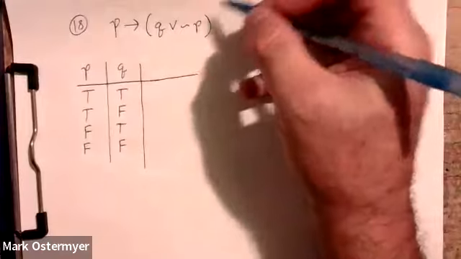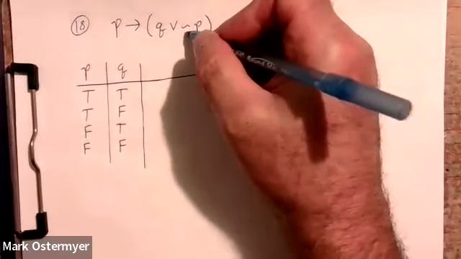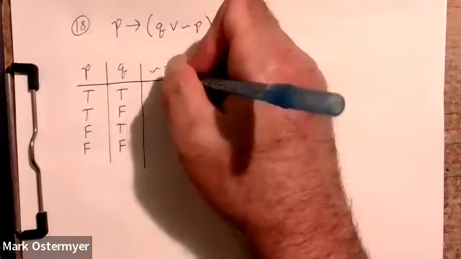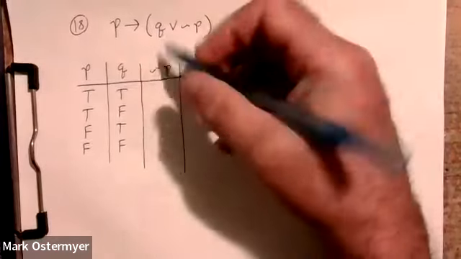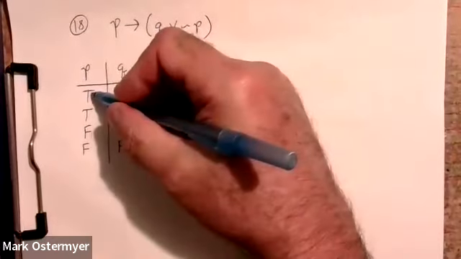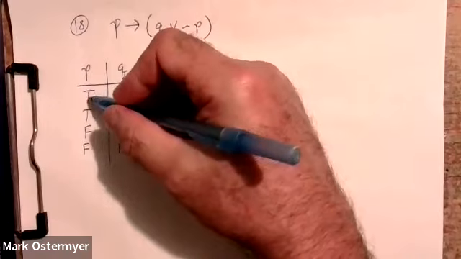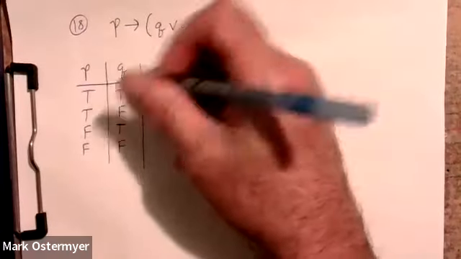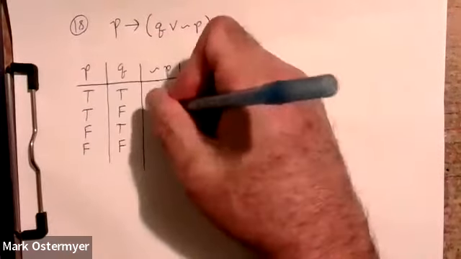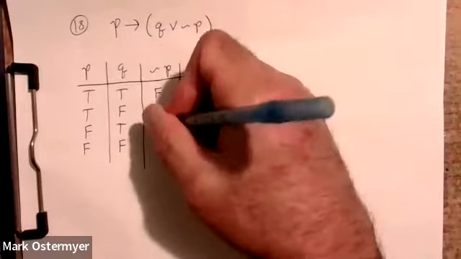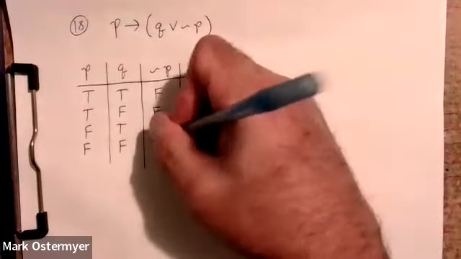The first thing we're going to deal with is inside parentheses. We're going to have to deal with the negation of P. That'll be my next column. The negation of P is the negation of the P column truth values. The negation of true is false. The negation of true is false. The negation of false is true. The negation of false is true.